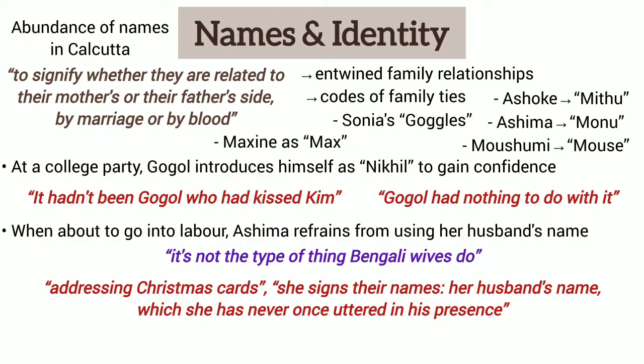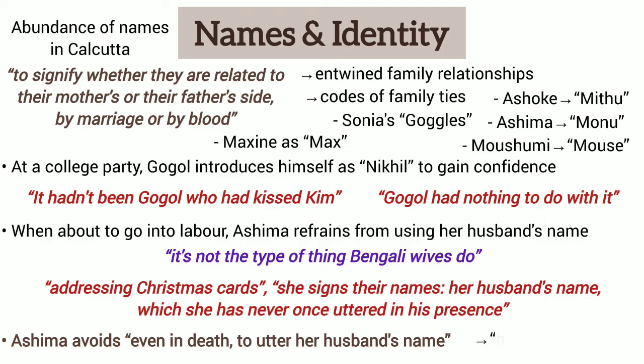Even after Ashok's death, Ashima avoids uttering her husband's name, using pronouns like he and him instead. This reflects the charm of his name for his wife and the intimacy Ashima shares with her husband.